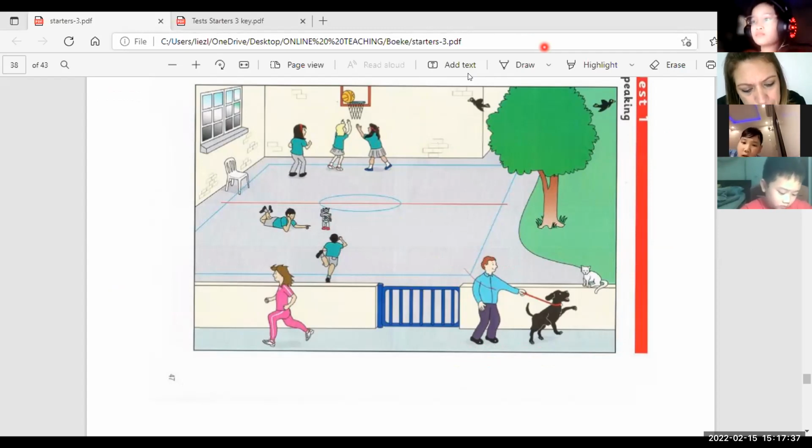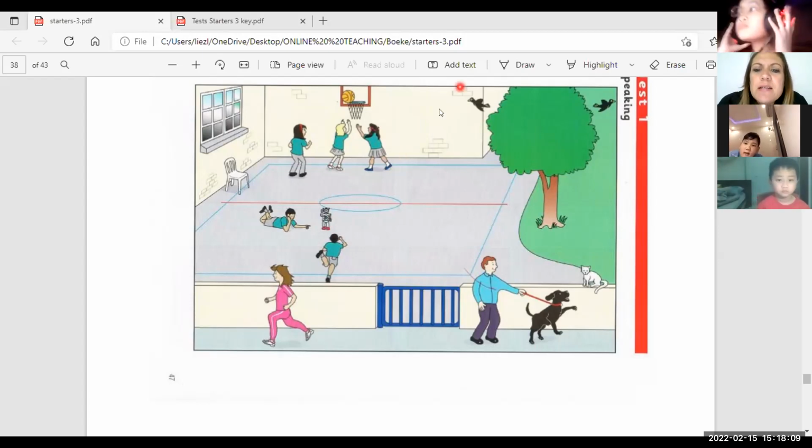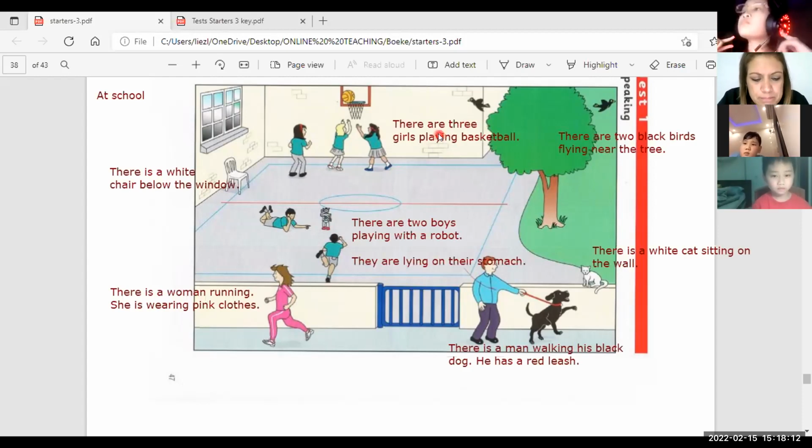There is a man walking the dog. There is a man walking a black dog. Let me show you, then you can read it. There is a man walking his black dog. He has a leash.